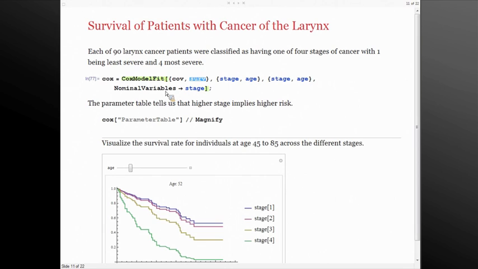So I have nominal variables, as in stage. The reason for that is because stage is actually not something I would want to treat as numeric. It's a categorical response. So this allows me to treat it as a categorical variable. Let me make sure that I have that entered.